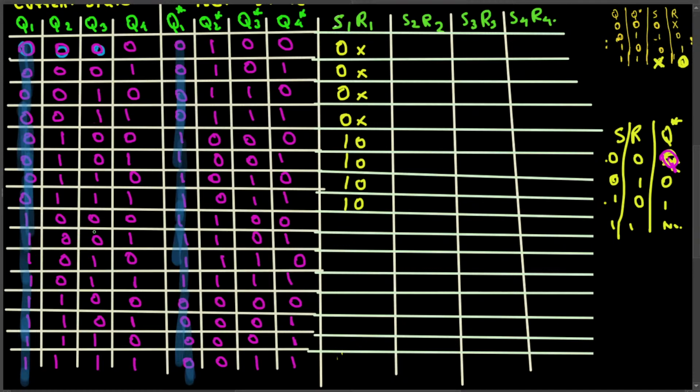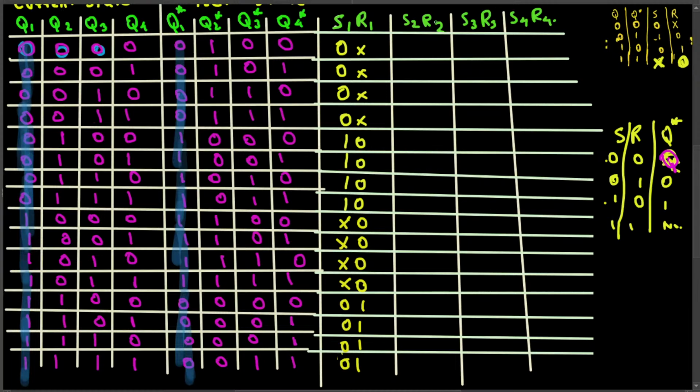Now let's look at here. Here Q1, Q next state 1 1. So this is going to be don't care 0. Don't care 0, don't care 0, don't care 0, don't care 0. Now let's look at this one. 1 0. 1 0 is 0 1. This is going to be 0 1 here, 0 1 here, 0 1, 0 1.